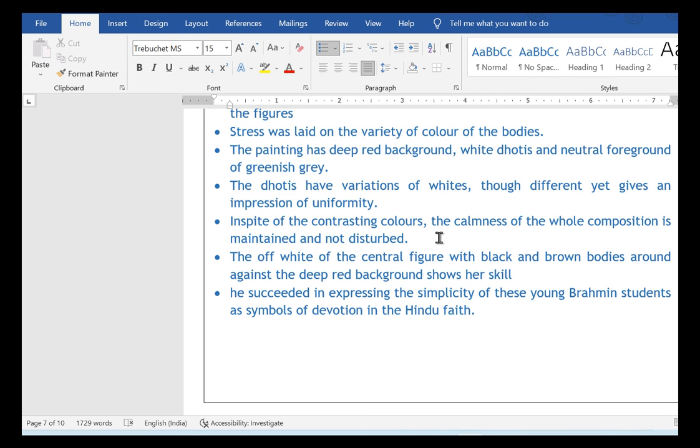In spite of the contrasting colors, there is calmness to this whole composition, and the calmness is maintained and not disturbed. The off-white of the central figure with black and brown bodies around against the deep background shows her skill. She has succeeded in expressing the simplicity of these young Brahmin boys who are seen as symbols of devotion to the Hindu faith.